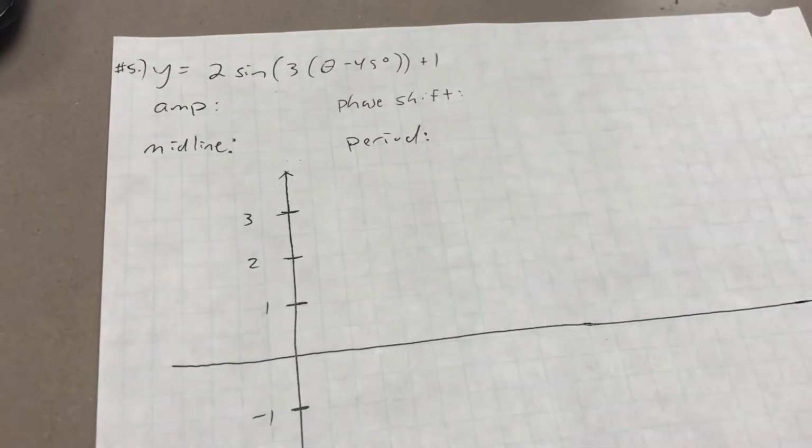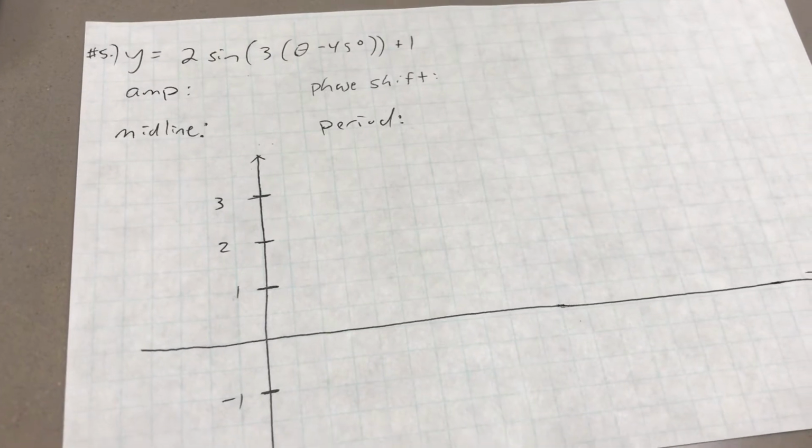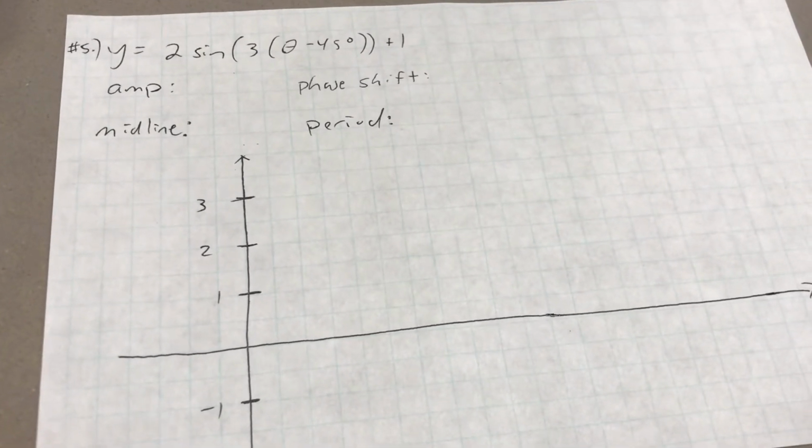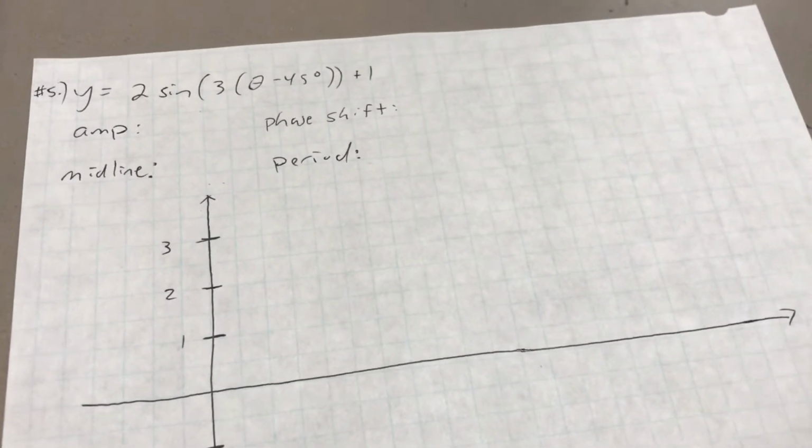I was asked about this graphing question. It's number 5 from the graphing packet, and I think I can put together a pretty good example of this. So let's see what's going on here. The function's 2 sine of 3 theta minus 45 degrees plus 1.